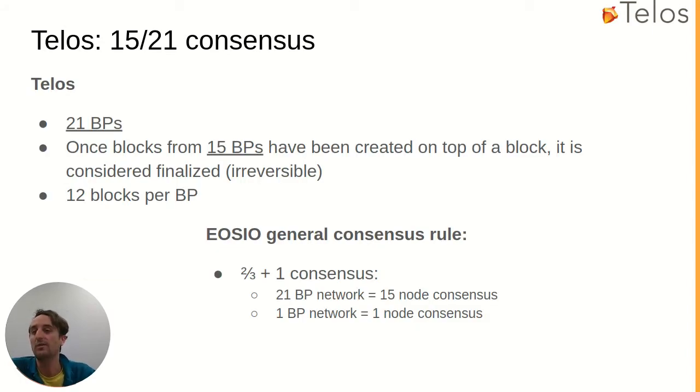So in the Telos network, we have the top 21 block producers, and 15 of those are needed to come to consensus. The rule in the EOSIO protocol is that you need 2 out of 3 plus 1 block producers to achieve consensus. So in a 21 block producer network, that's 15 nodes. In a 1 producer network, so a centralized network, you would need 1 node to come to consensus. So in Telos, once blocks from 15 of the block producers have been created on top of a block, that's when it's considered final. That's when it's considered irreversible. And in Telos, you have 12 blocks per BP, like I just mentioned.